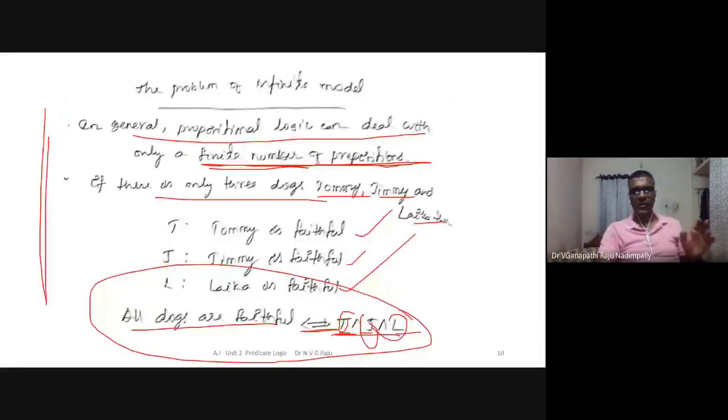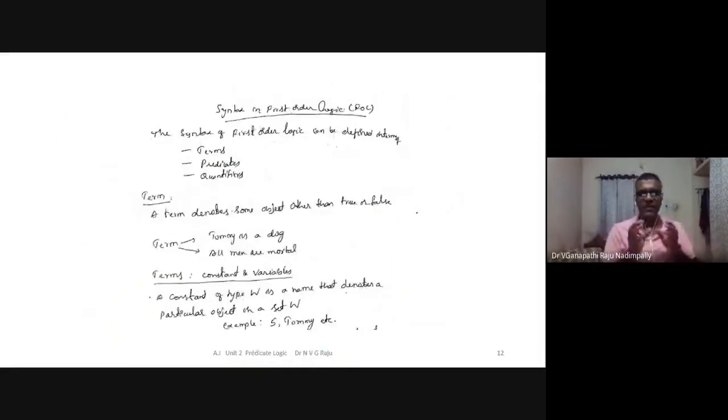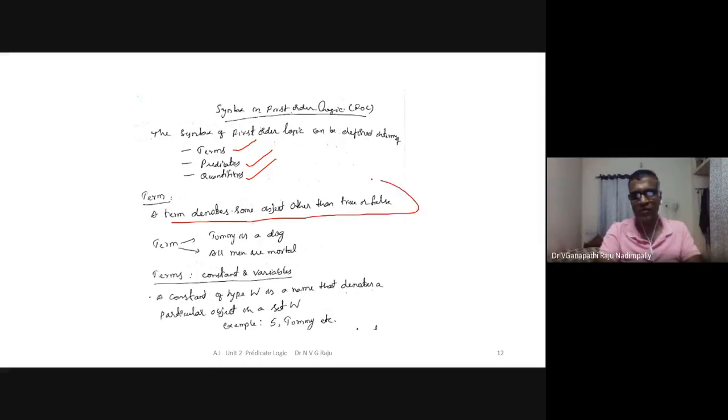Now, first let me explain the basic terminology of first order logic. The syntax of first order logic consists of terms, predicates, and quantifiers. Please observe carefully. Today I will discuss the basics only. Tomorrow we will go for inference mechanisms. Now, what is a term? A term denotes some object other than true or false.